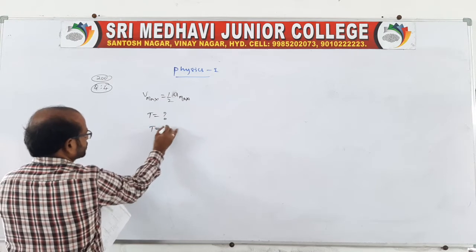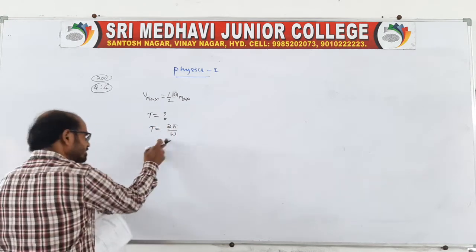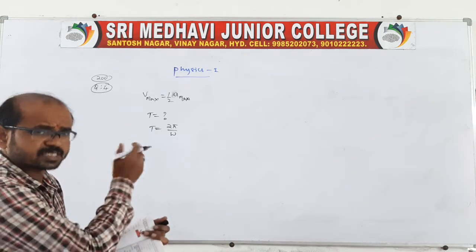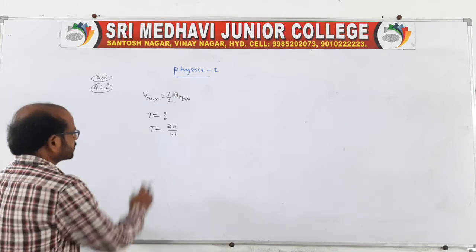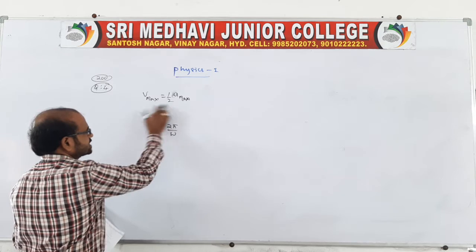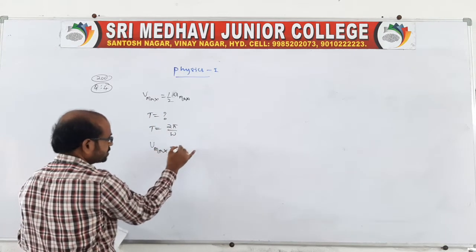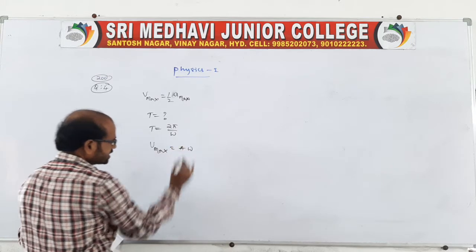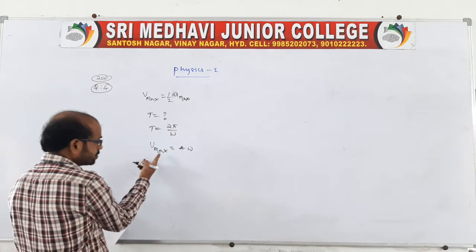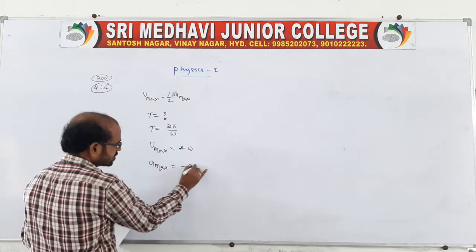We know T is equal to 2 pi by omega, but we don't know omega. Every time, for the time period expression, you write this basic formula. Now we have to get the omega value. V maximum is at the mean position, A omega, because at the mean position velocity is maximum. Acceleration is maximum at the extreme position.